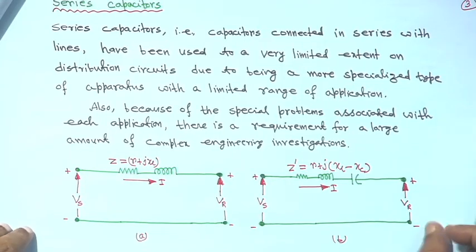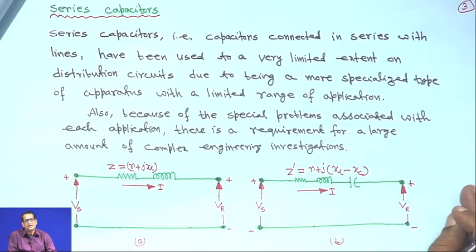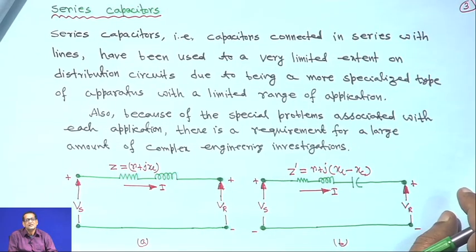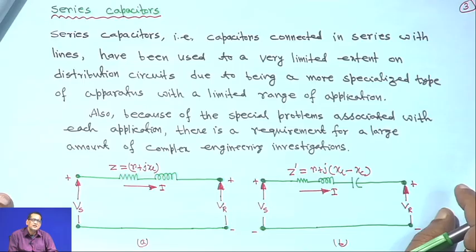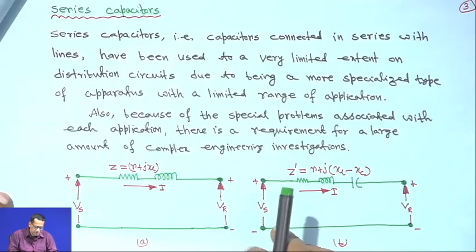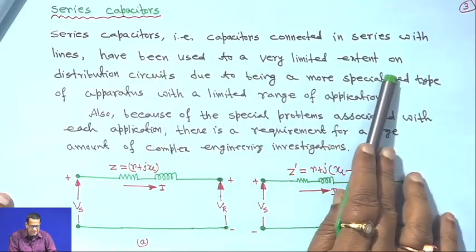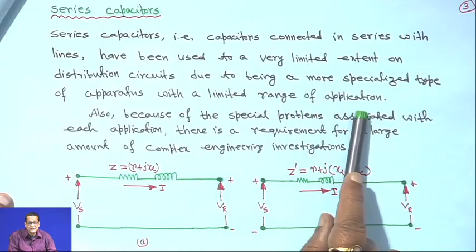Now, first we will talk about the series capacitor. As for its application, series capacitors used in distribution systems are not much used, it is restricted, but in transmission systems there are many applications of series capacitors. However, before using a series capacitor, you have to consider many other factors also. That is why series capacitors, that is capacitors connected in series with lines, have been used to a very limited extent on distribution circuits, due to being a more sophisticated type of apparatus with a limited range of applications.